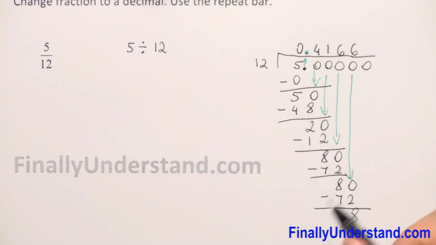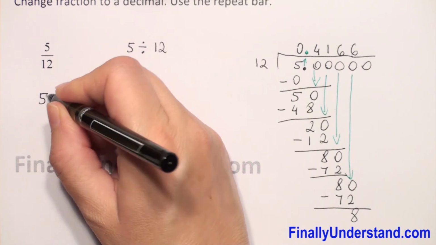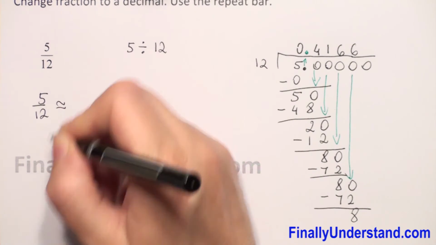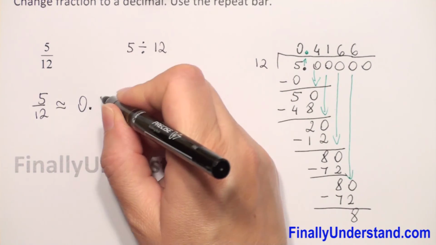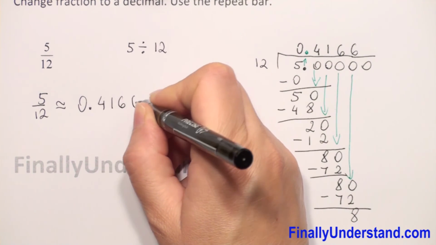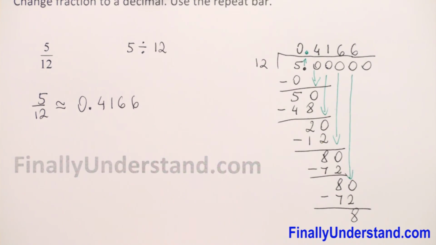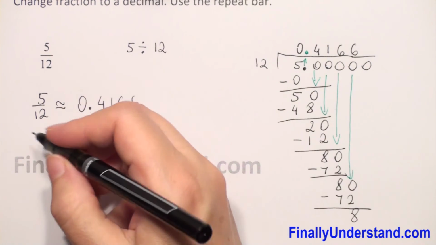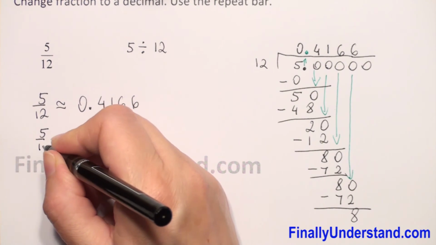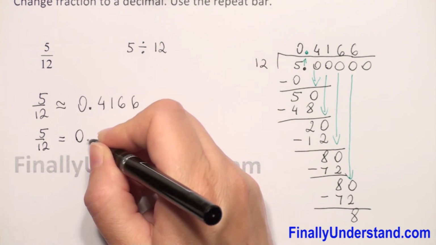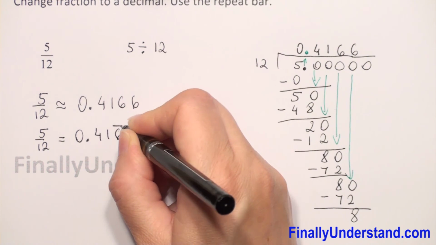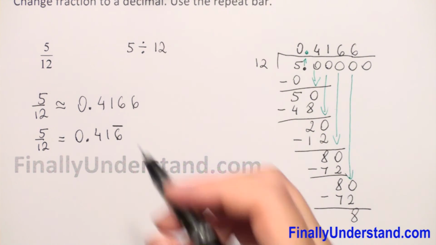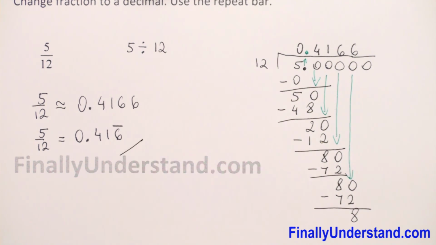So for our solution, we can write that 5 over 12 is approximately equal, because we didn't finish long division, to 0, decimal point 4166. And because 6 repeats, we can use a repeat bar and write that 5 over 12 is equal to 0, decimal point 41, and above the 6 we will write the bar. This is the repeat bar. This is my solution.